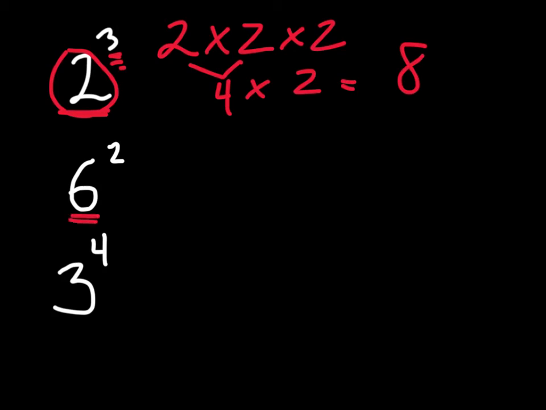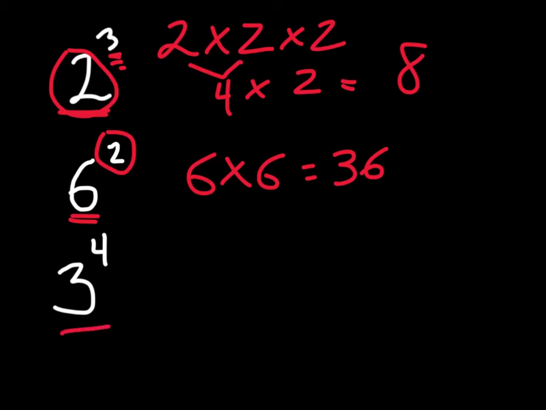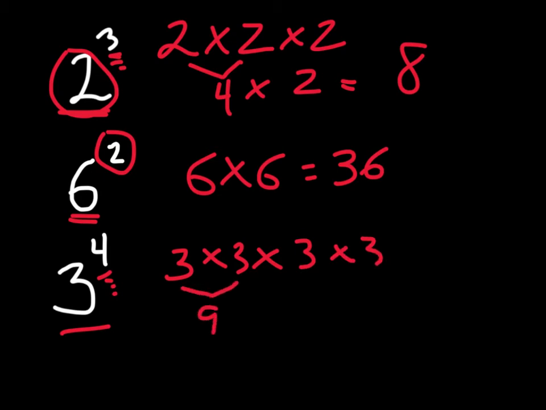In this one right here, I have 6. Remember, the exponent 2 means squared, so it's 6 squared. It's just 6 times 6, and that would equal 36. This last one is 3 to the 4th power. So 3, and I'm going to multiply it by itself 4 times. So 3 times 3 times 3 times 3. I can multiply 3 times 3 is 9, and this 3 times 3 would be 9. And now I multiply those together, and I get 81.